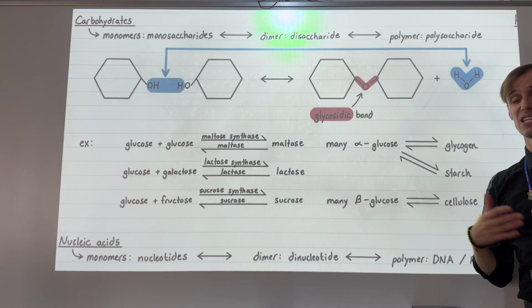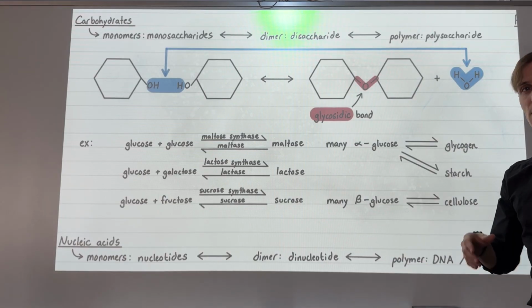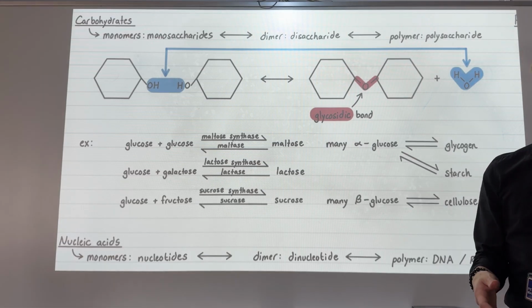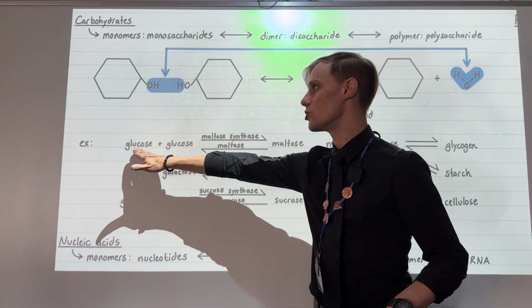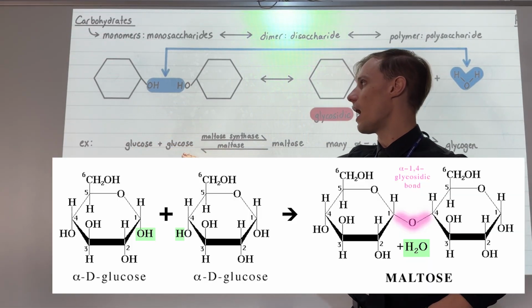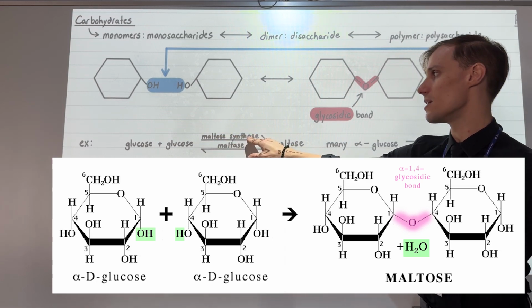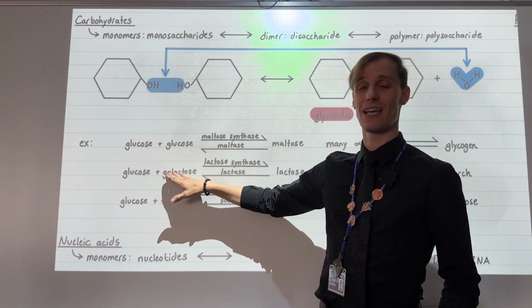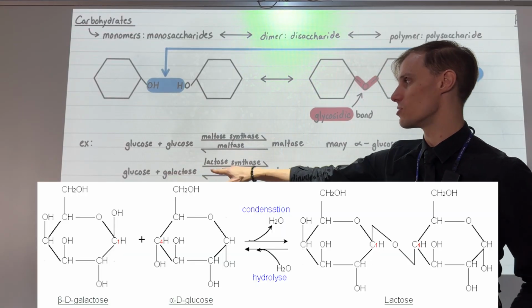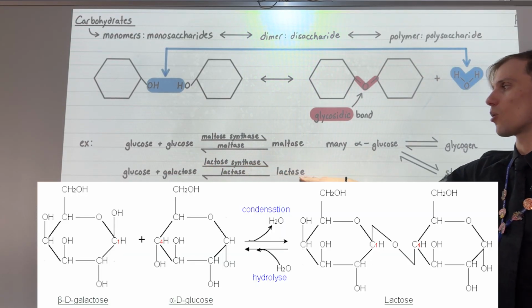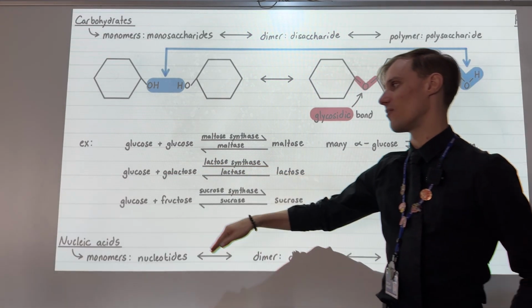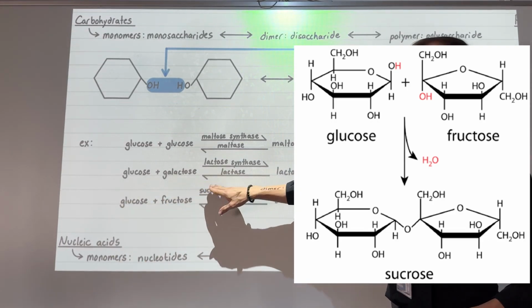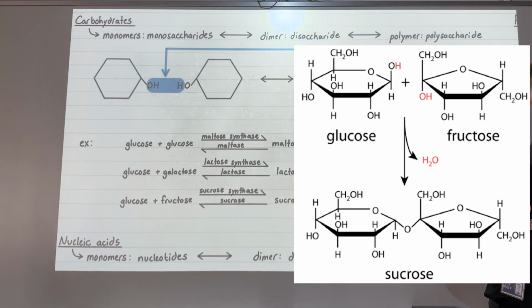Now there are plenty of examples of this, and each single kind of combination is catalyzed by a different enzyme. If I'm combining 2 glucose molecules together, I can use maltose synthase to create maltose. If I'm joining a glucose and a galactose together, I can use lactose synthase in order to produce lactose. If I combine glucose and fructose together, I would use sucrose synthase in order to form sucrose.